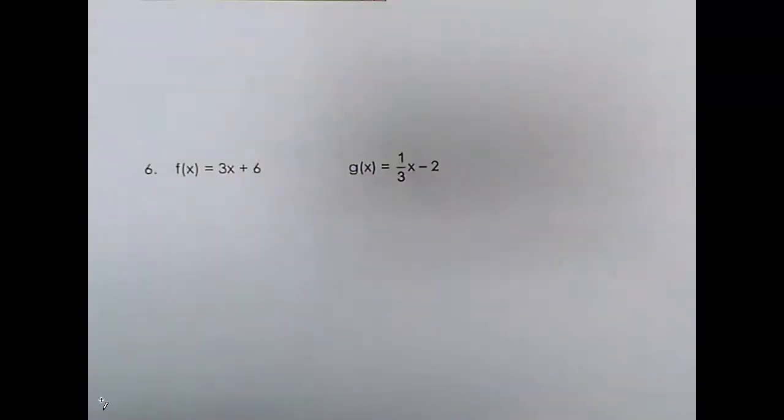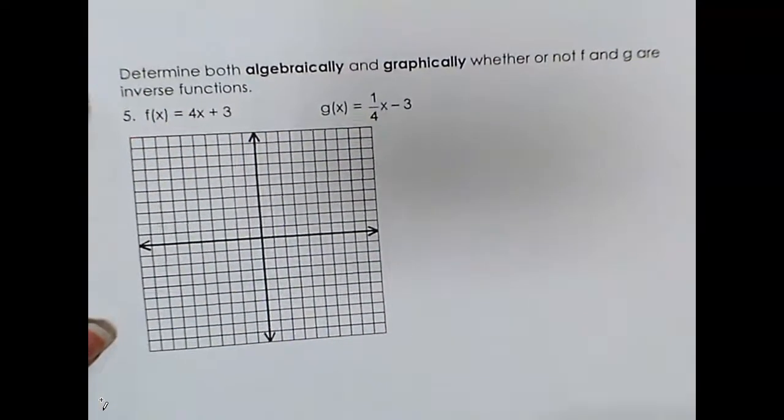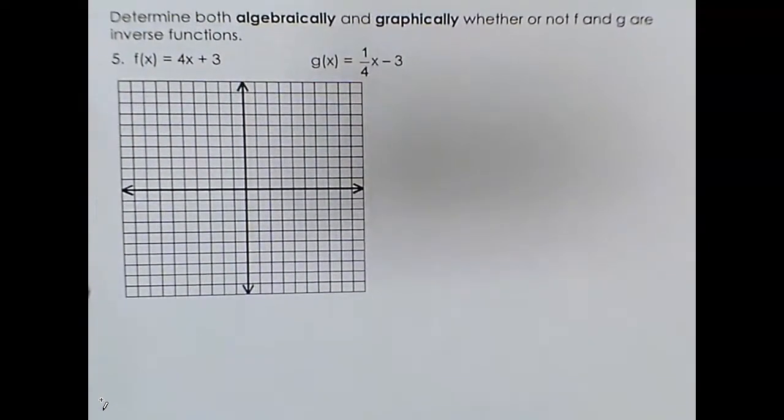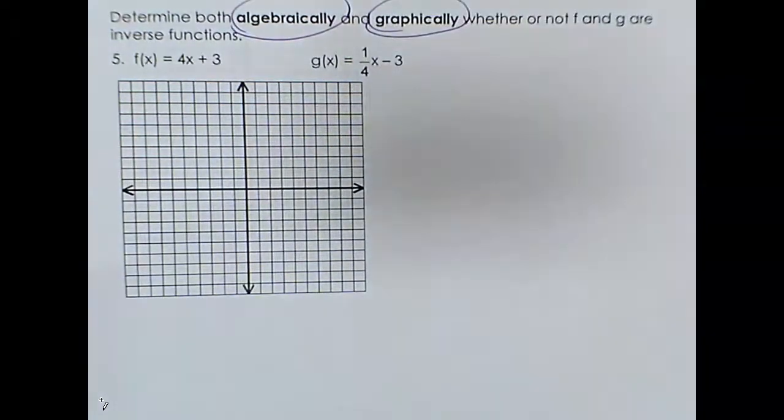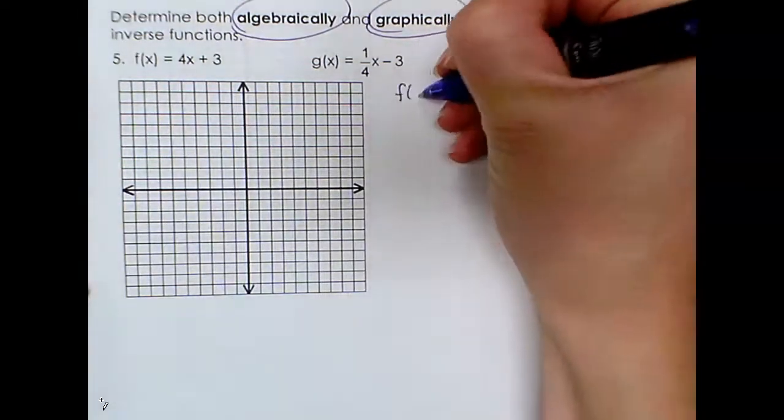Okay. So the last page of our notes today combines the two forms that we have discussed. So we are supposed to determine both algebraically and graphically whether or not f and g are inverse functions, and we have two problems to do that with. Notice that for problem number 6, the graph is on the next page. So I'm going to do 5 with you, and you're going to do 6 on your own and check back, okay? So algebraically, I need to determine what f of g of x is.